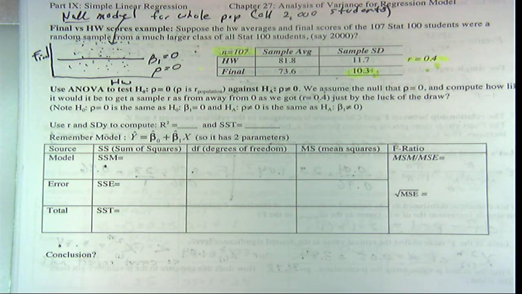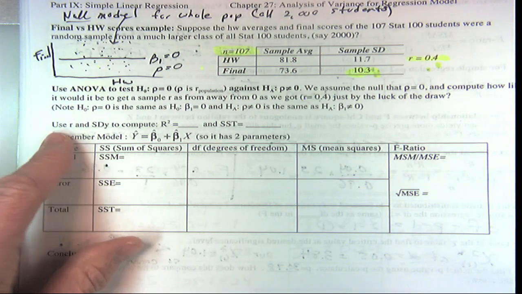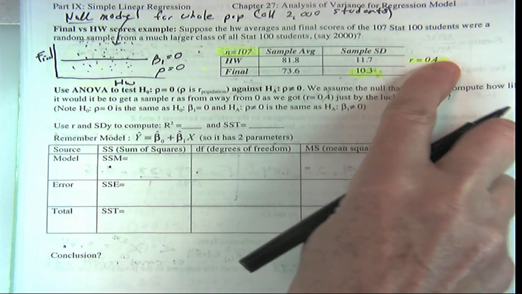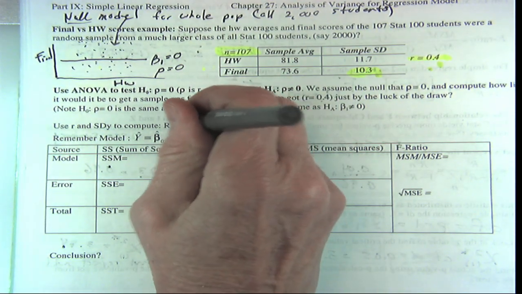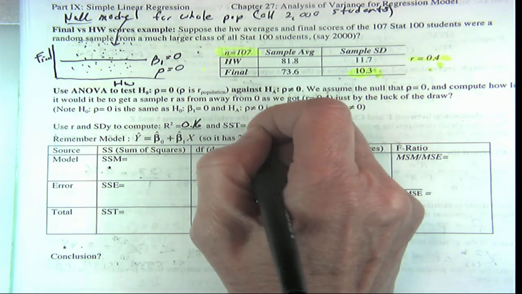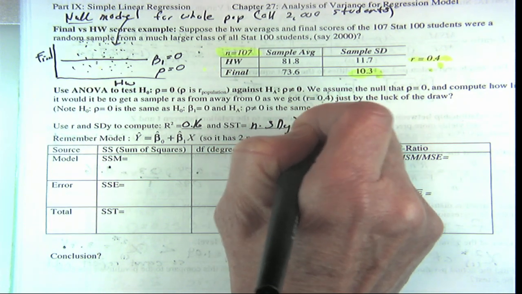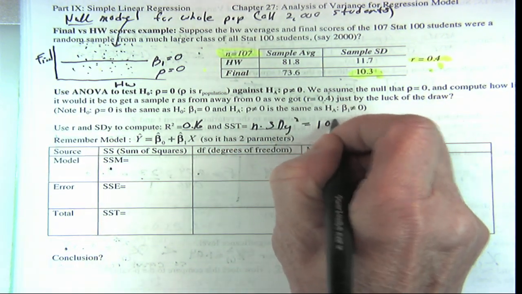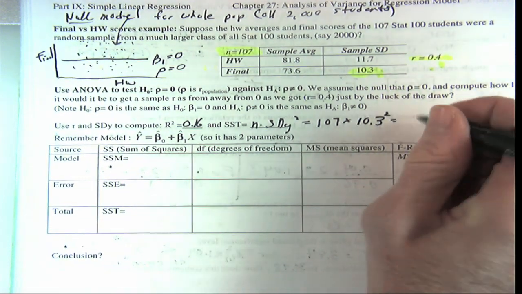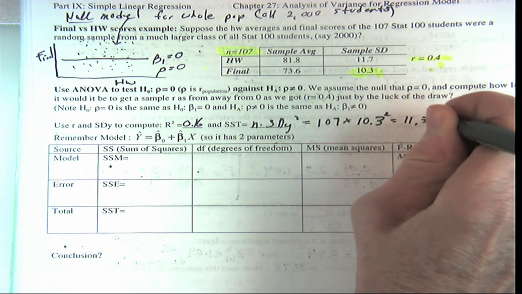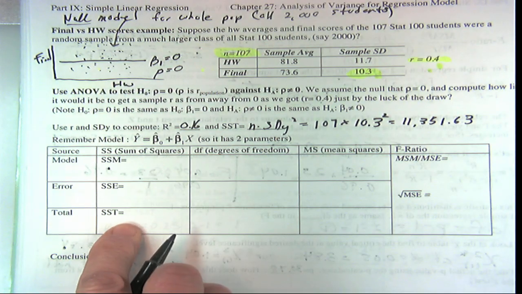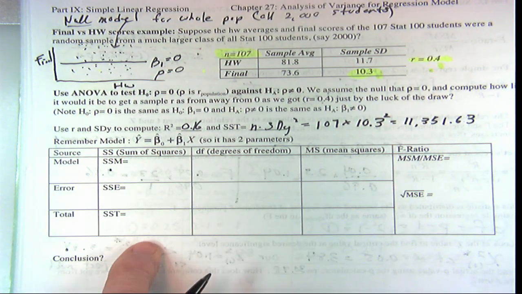All right, so let's look at this. So use R and SDY to compute this, all right? So R squared is going to be 0.4 squared. And SST, do you remember that? That's just N times SDY squared. So that's going to be our 107 times 10.3 squared. And this is a big number. This is 11,351.63. And that's what we put down here if we want to fill out this chart.